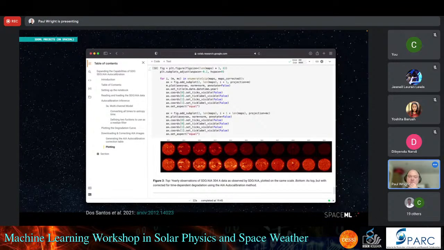The bottom panel shows the ML corrected data using the ML auto calibration method. This is a really nice result, in my opinion, of how we can use machine learning to self-calibrate instrumentation in space. It doesn't remove the need for the initial calibration, obviously, because we needed to train this as a supervised problem. But I'd highly recommend checking this out if you're using SDO data.